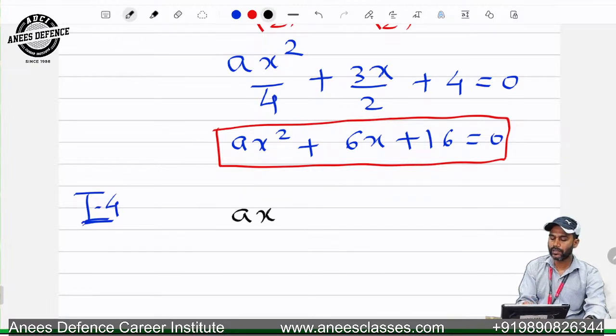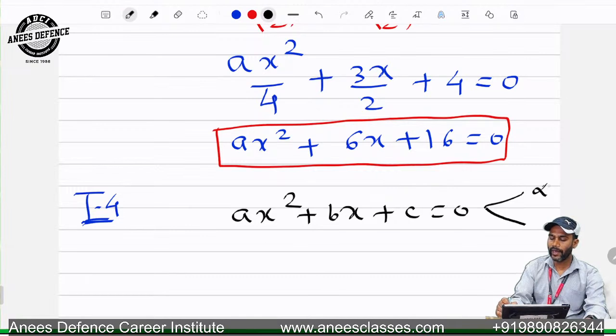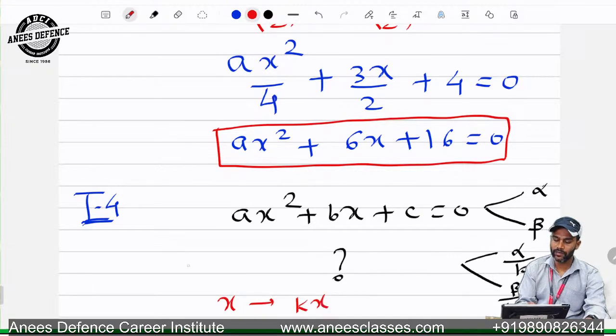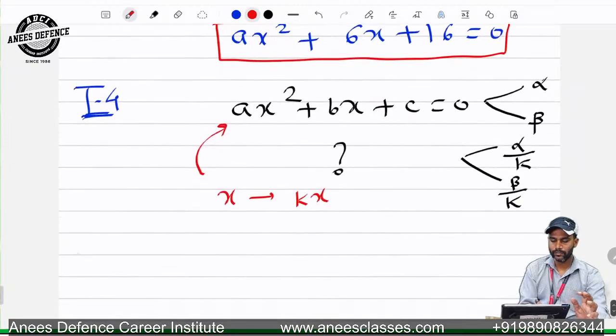Suppose again ax square plus bx plus c is equal to 0, and alpha and beta are the roots, right? And we have to find out the equation of which roots are alpha by k and beta by k. Now what we have to do? We have to just replace x by kx in the given equation. Yes or no? Okay. Let me take one example.